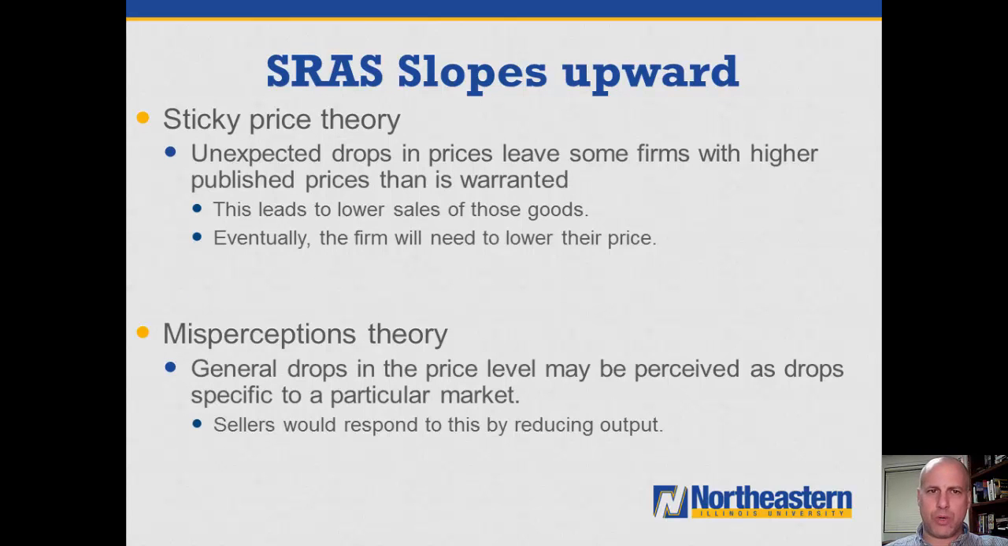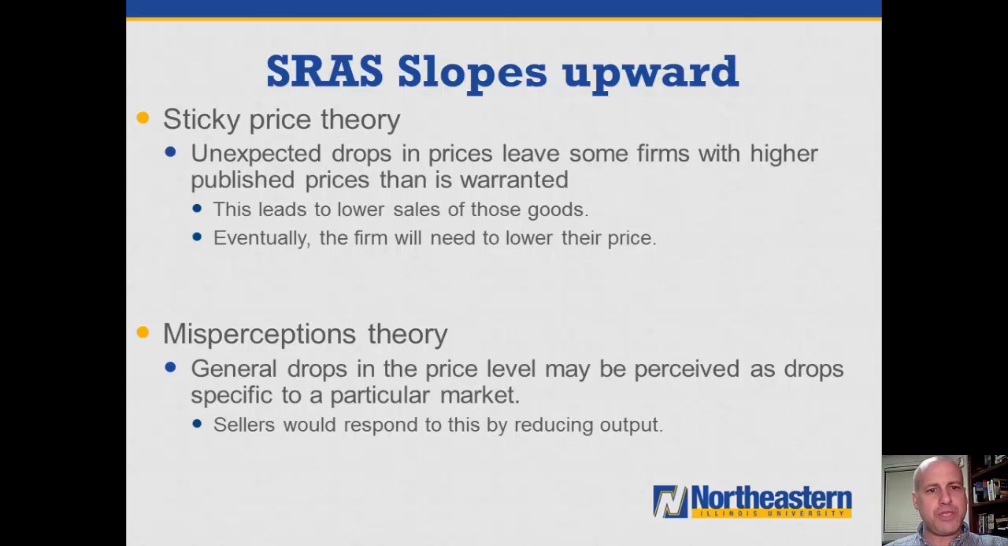Two other reasons why the short-run aggregate supply curve might slope upward are sticky price theory and misperceptions theory. Under sticky price theory, when the price level changes overall, some firms don't necessarily recognize it as quickly as other firms, and so some firms might wind up with higher published prices than they ought to have. If I don't change my prices very often, if I have long-term contracts or something like that, and have established price levels with some of my customers, a change in the price level might lead my customers to switch to other suppliers, and so I wind up selling less than I would have otherwise.